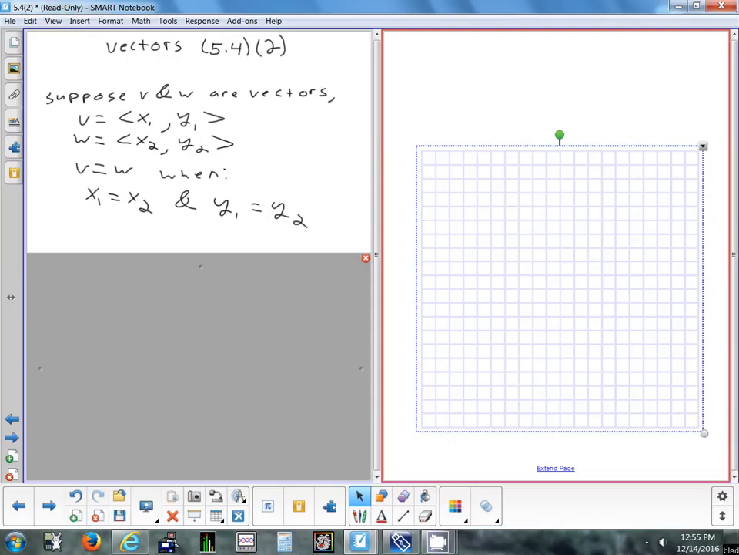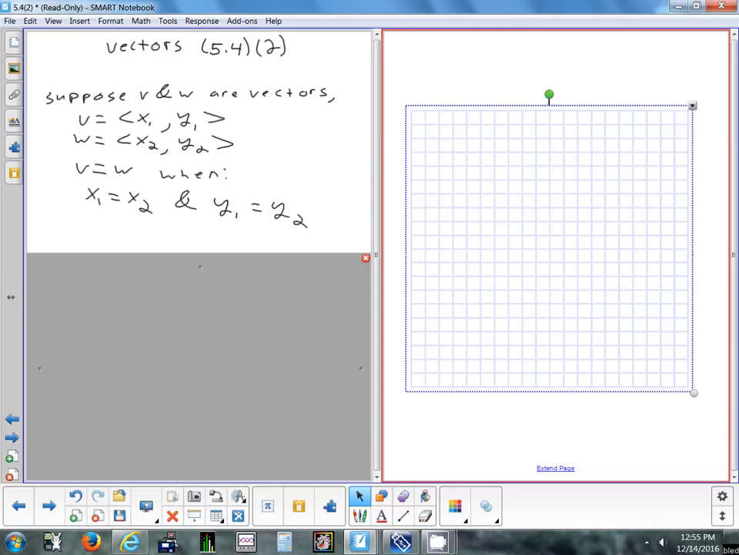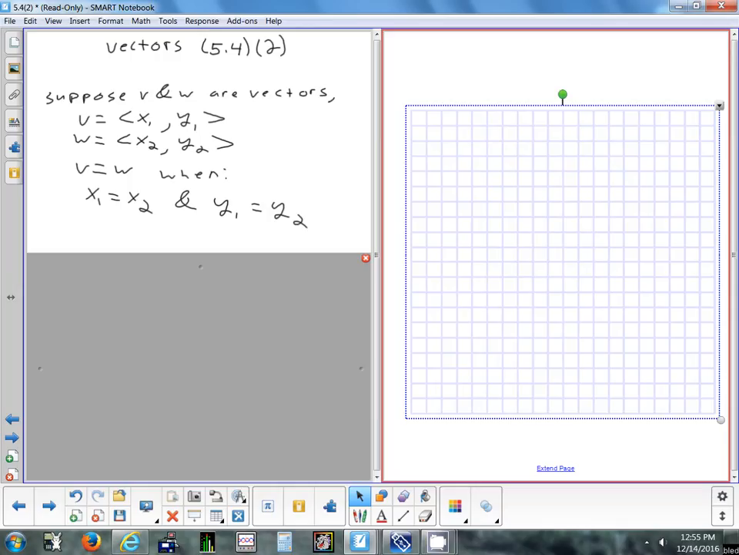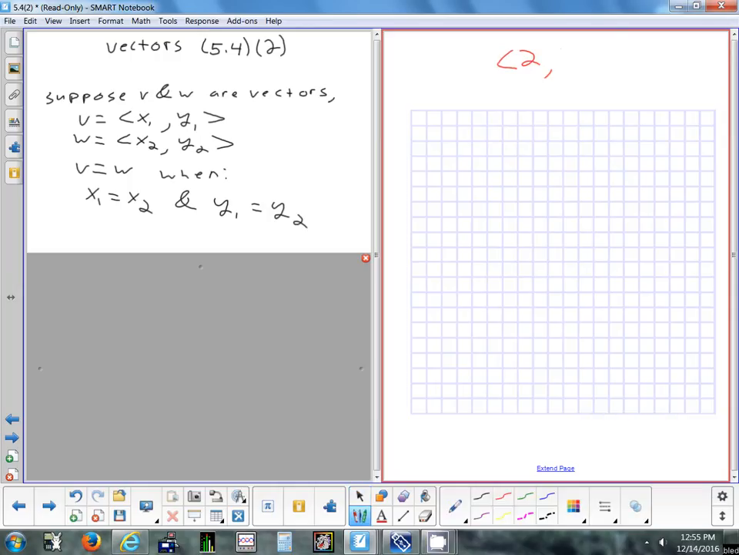When you write a vector in this notation, it tells you the horizontal and the vertical component, but what doesn't this notation tell you? Yeah, it doesn't tell me where to put the vector. So let's say you gave me the vector 2, 3. I can put it anywhere I want, as long as it's always 2 to the right and 3 up to go from start to finish. So here's the start, 2 to the right, 3 up. That vector is exactly the same as that vector.